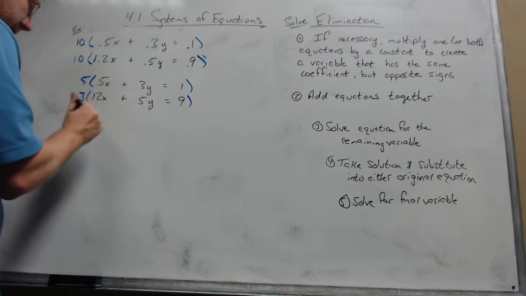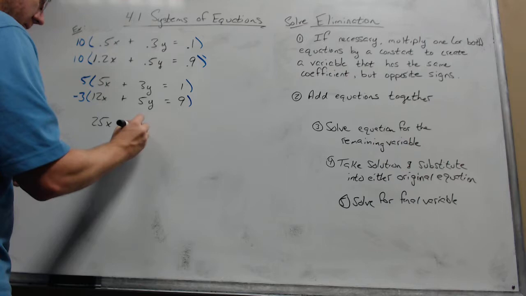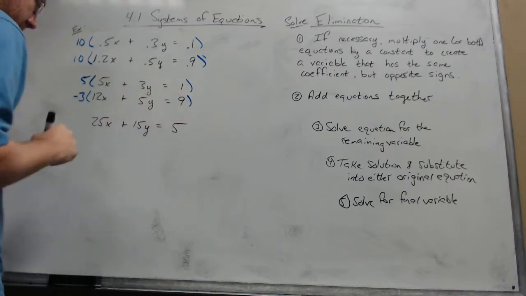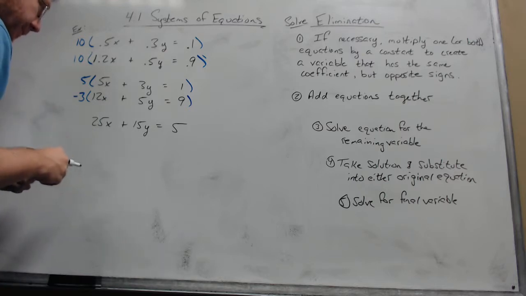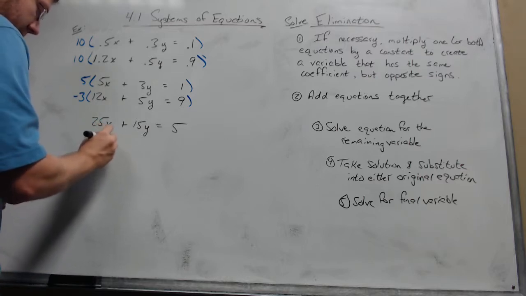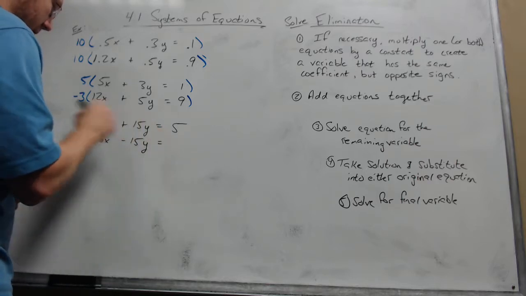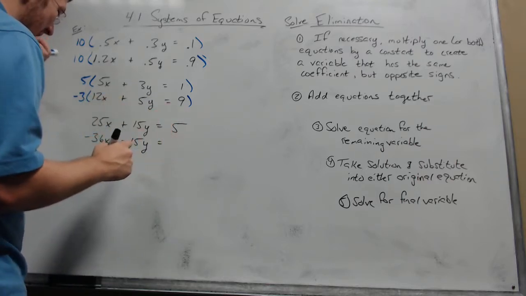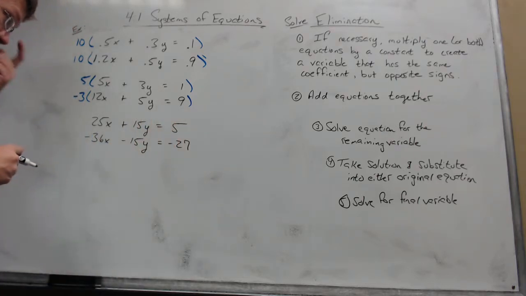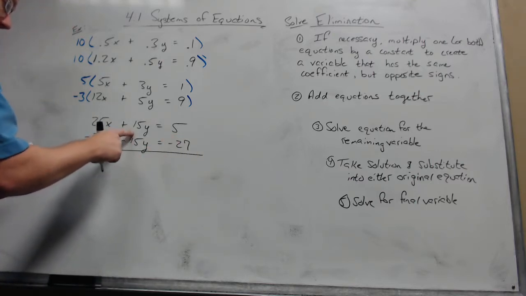So 5 times 5, 5 times 3, and 5 times 1. All right, it's easy to forget to multiply by the constant over there. Negative 3 times 12, negative 36. Negative 3 times 5, negative 15. And negative 3 times 9 would be negative 27. Right, now we have two equations that have like coefficients but opposite signs.